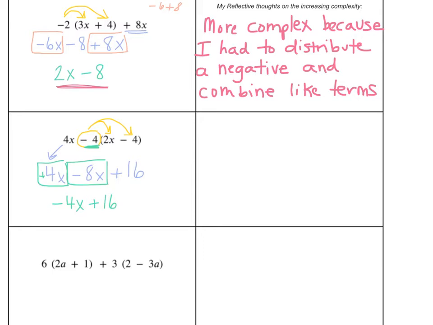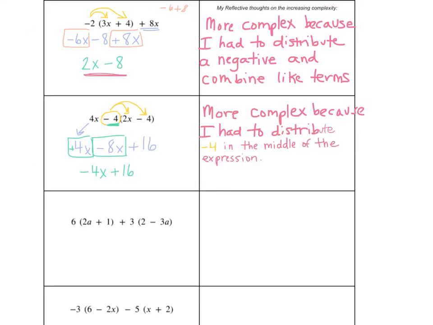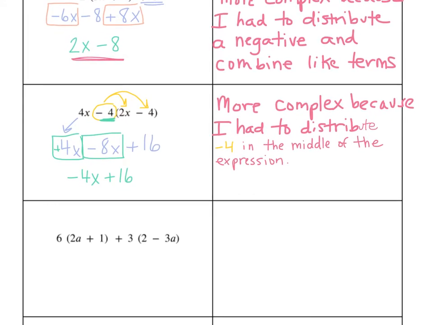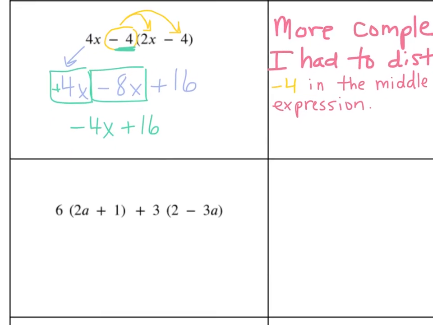So let's make a note of that. Okay, so I made that note that this was more complex because I had to distribute that -4, which was in the middle of the expression. And also, you had to keep in mind your integer rules and combine like terms at the end. Let's check out the next example.